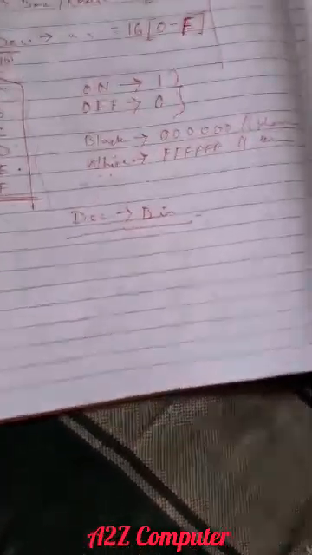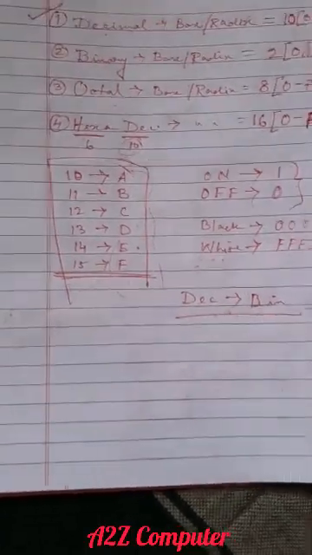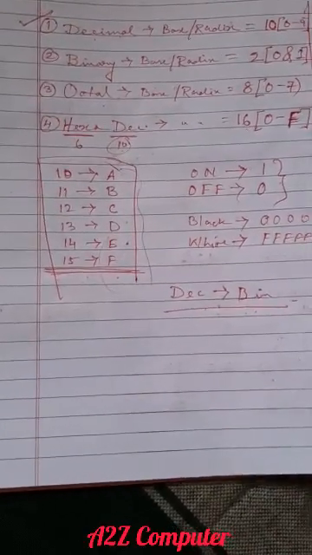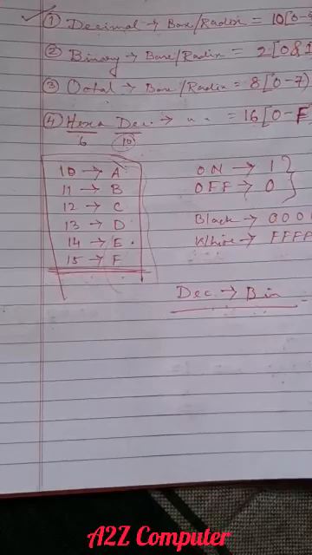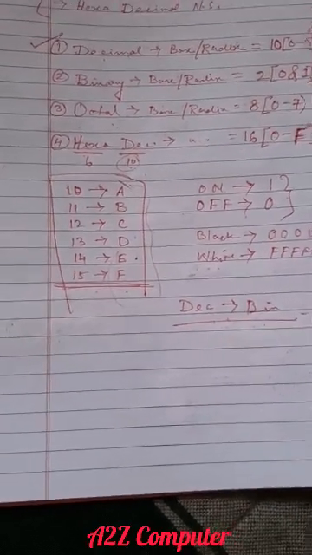Procedure. Remember one thing: the procedure of converting from decimal to any other number system is the same. Which procedure is that? The division procedure. We will divide.